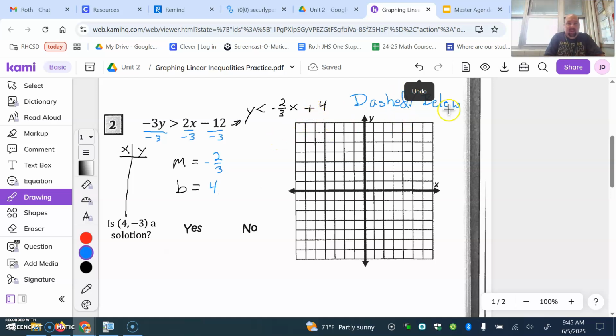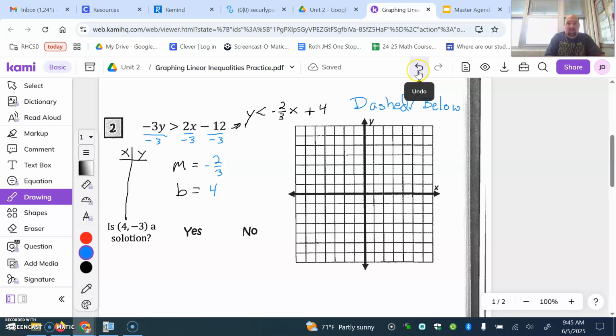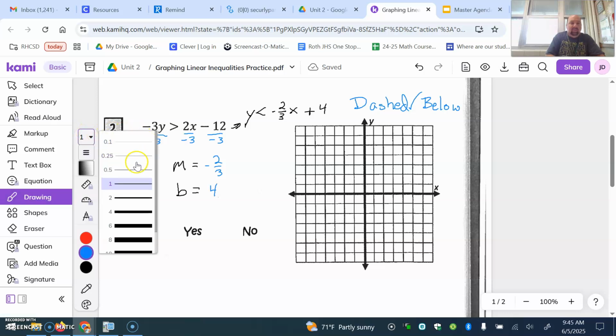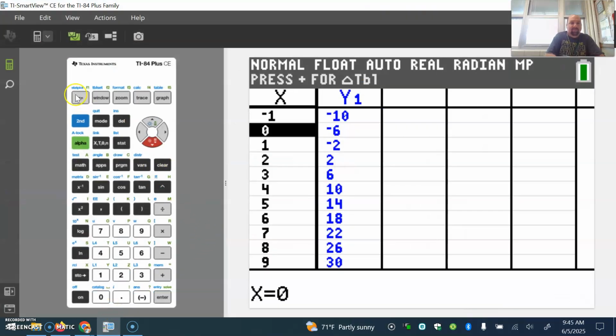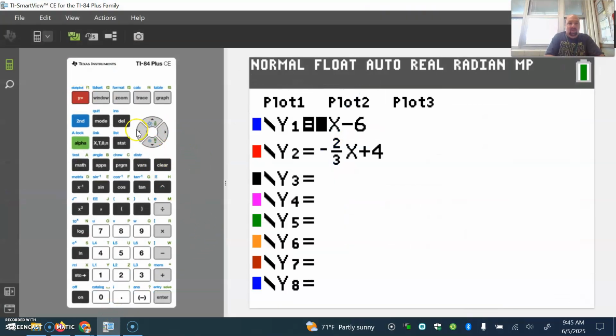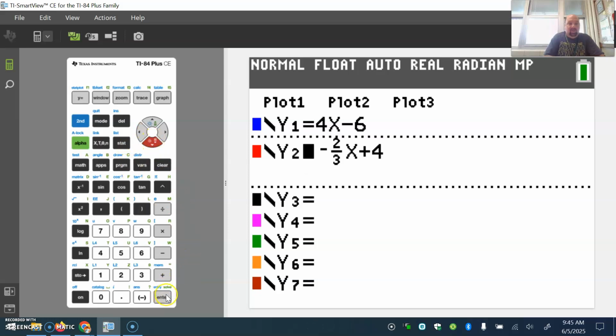All right. Now, because it's less than, I wrote down it's dashed and below. I put my slope and my y-intercept here. My y-intercept is 4. So I'm going to put a dot, 1, 2, 3, 4. That's the 0, 4, okay? But to get more points, I'm going to use my graphing calculator. I'm going to go to my y equals. I'm going to turn off the other one and turn this one on.